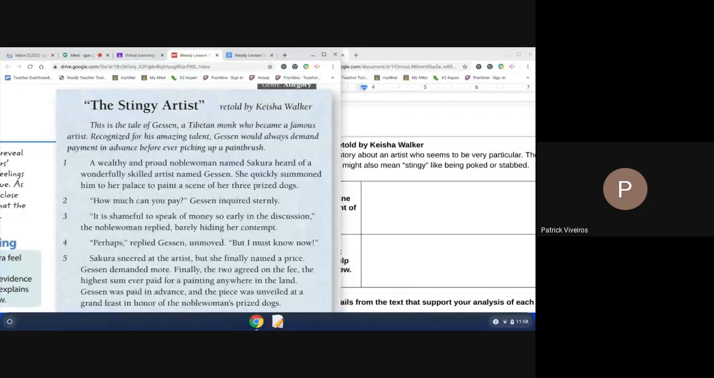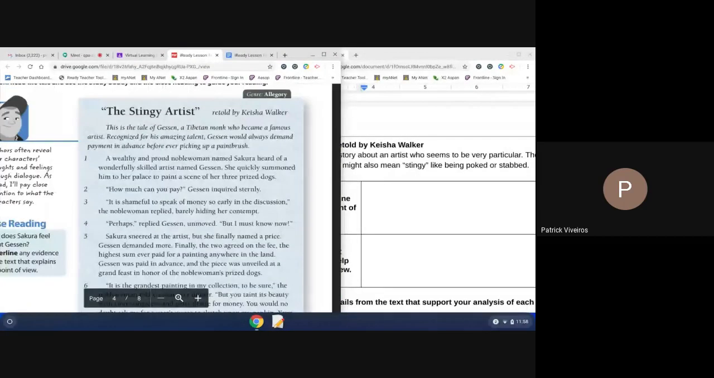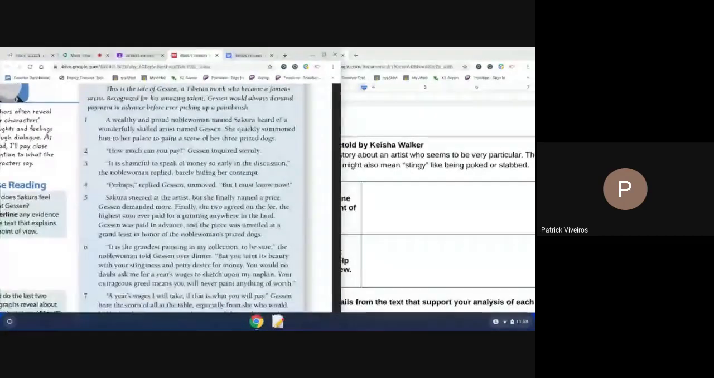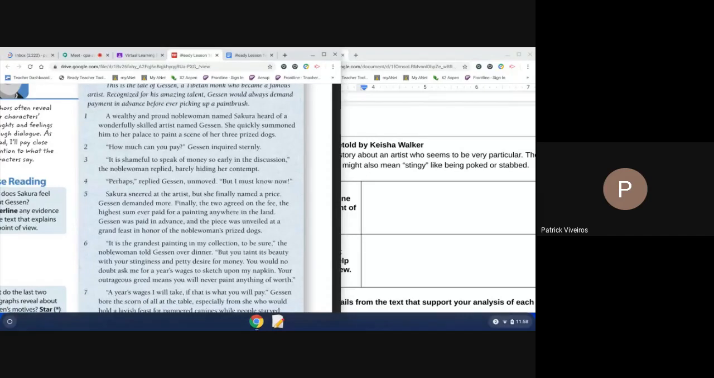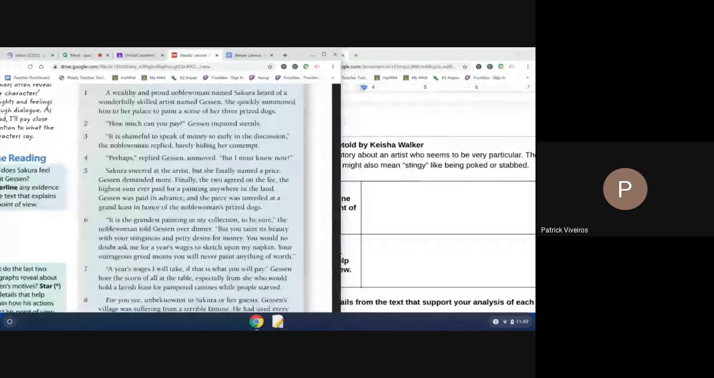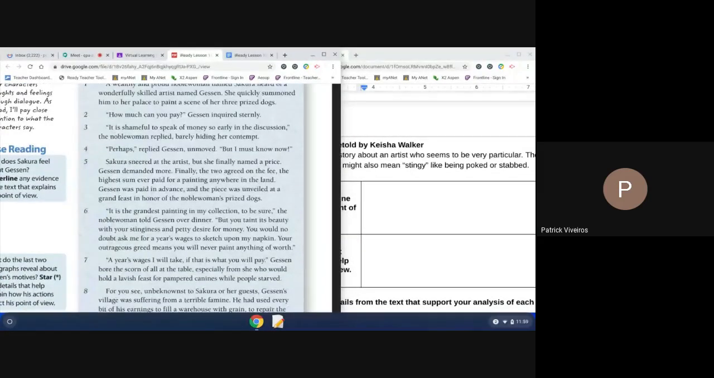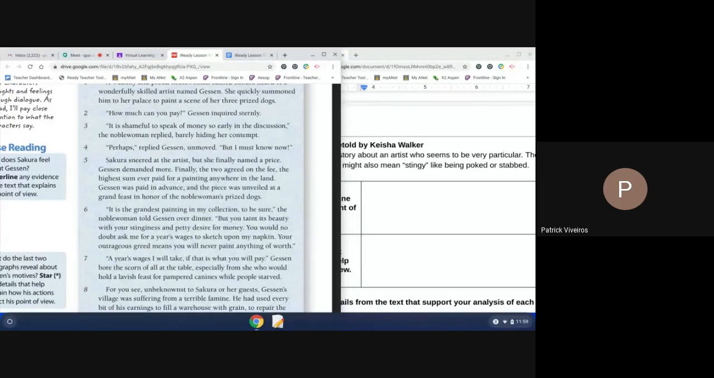So here we go. This is the tale of Gessen, a Tibetan monk who became a famous artist, recognized for his amazing talent. Gessen would always demand payment in advance before ever picking up a paintbrush. A wealthy and proud noblewoman named Sakura heard of a wonderfully skilled artist named Gessen. She quickly summoned him to her palace to paint a scene of her 3 prized dogs.